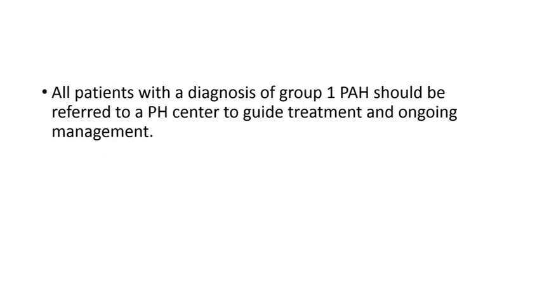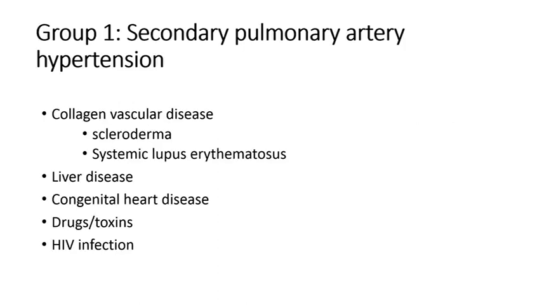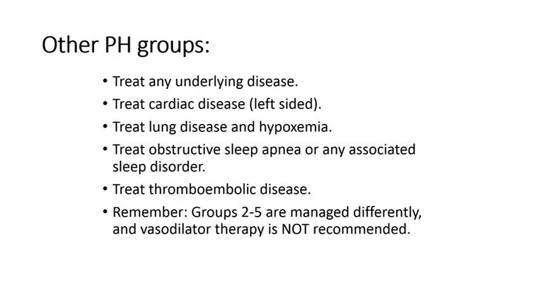First of all, patients should be referred to a pulmonary hypertension tertiary center to guide treatment and ongoing management of pulmonary hypertension. For group 1 secondary pulmonary arterial hypertension, like collagen vascular disease, scleroderma, systemic lupus, liver disease, congenital heart disease, drugs, toxins, HIV infection, vasodilator therapy could be tried as well. Other groups are managed differently, and vasodilator therapy is not recommended.